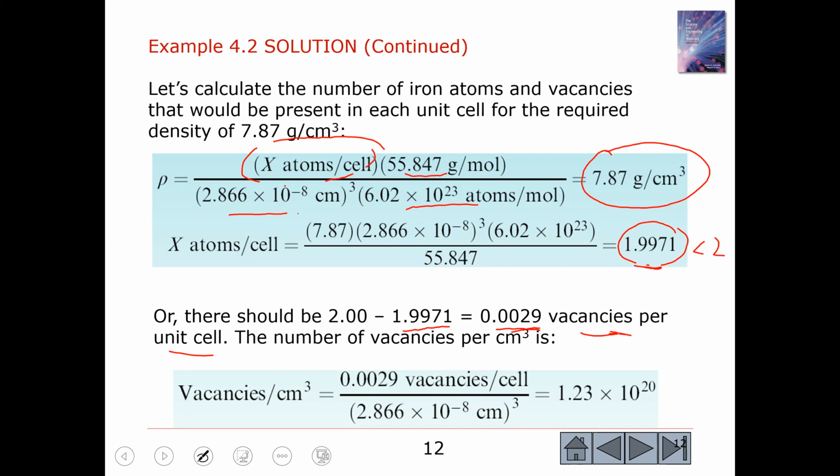So the number of vacancies per cubic centimeter is 0.0029 divided by 2.866 multiplied by 10 to the power minus 8 cubic centimeter. So it turns out to be 1.23 multiplied by 10 to the power 20 vacancies per cubic centimeter.